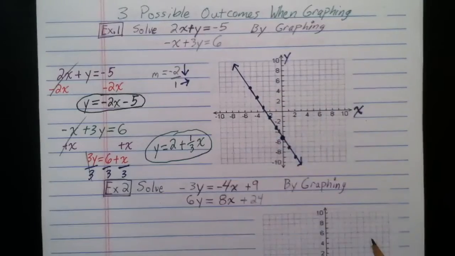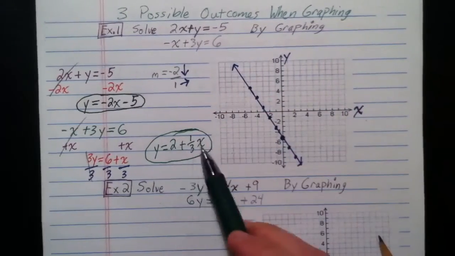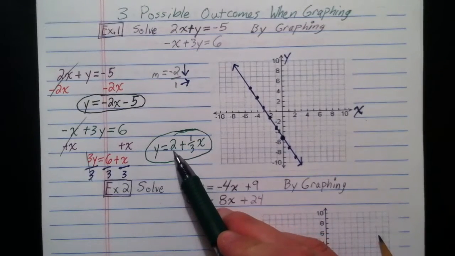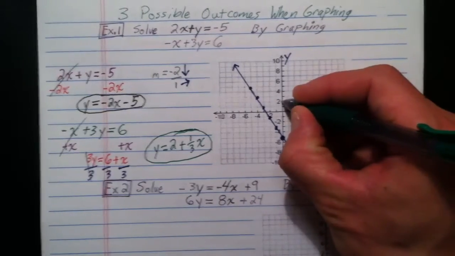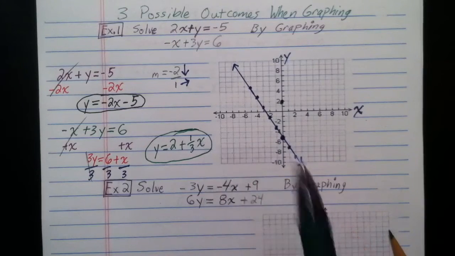We can graph this, starting with our y-intercept. Now I rearranged the order of the terms. You just have to keep in mind the number that's by itself, the constant term, the 2, that's going to be our y-intercept. So we start on our y-axis at the point 0, 2. And now we use our slope to move.